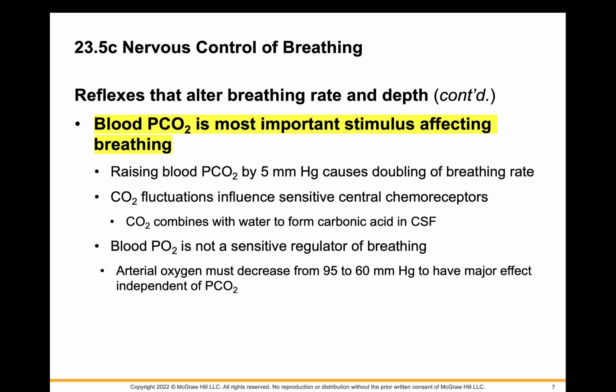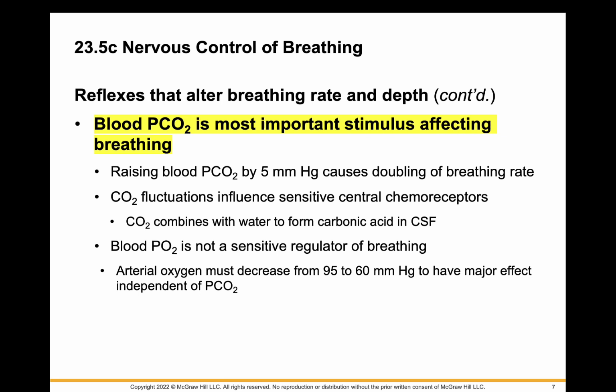Now, as I noted, the partial pressure of CO2 in the blood is the most important stimulus affecting breathing. When you raise the partial pressure of carbon dioxide by just 5 millimeters, this will actually cause a doubling in the rate of ventilation. CO2 fluctuations influence sensitive central chemoreceptors, as we've discussed, and it is all about the formation of carbonic acid. Blood PO2 is not a sensitive regulator of breathing.